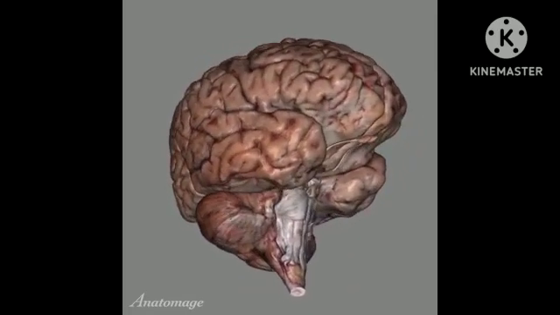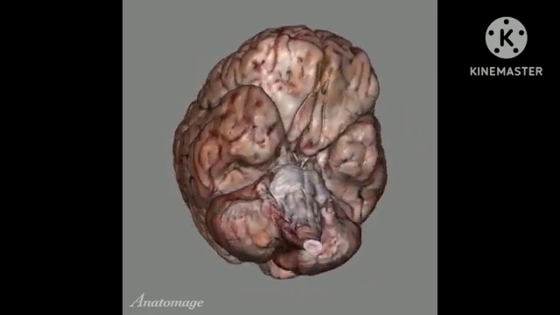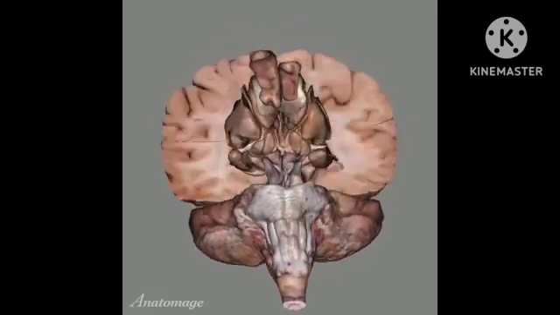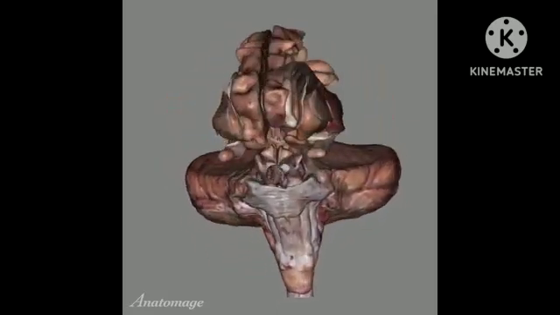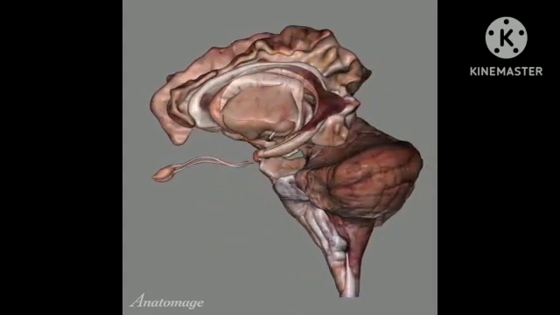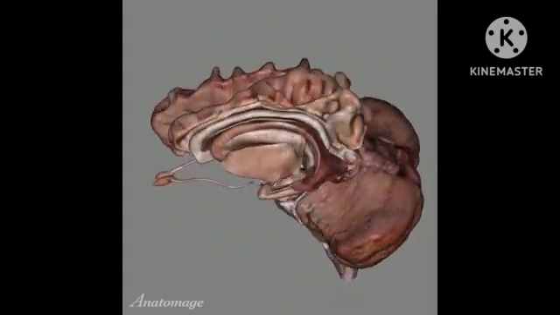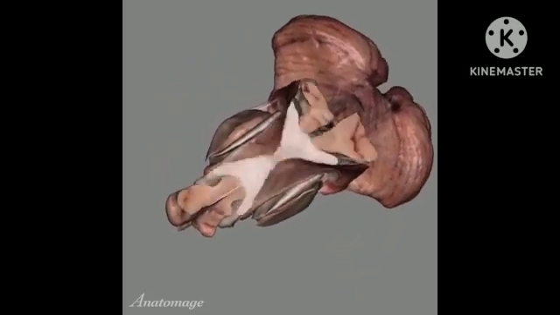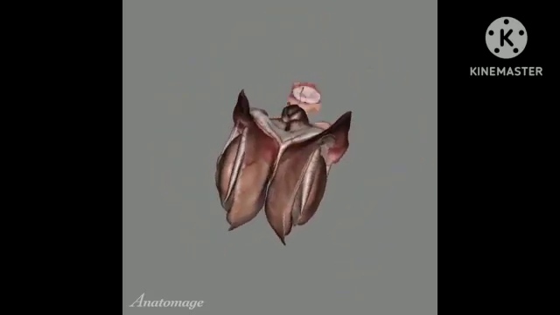At the next stage, the forebrain splits into two vesicles called the telencephalon, which will contain the cerebral cortex, basal ganglia, and related structures, and the diencephalon, which will contain the thalamus and hypothalamus. At about the same time, the hindbrain splits into the metencephalon, which will contain the cerebellum and pons, and the myelencephalon, which will contain the medulla oblongata.